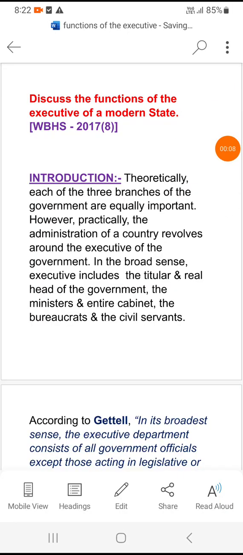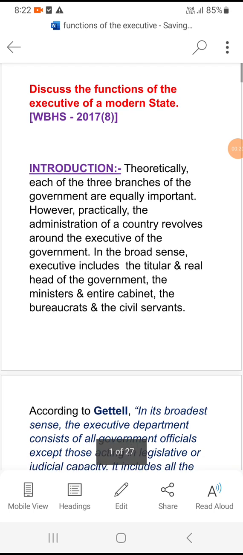Political science. Functions of the executive of a modern state. Discuss the functions of the executive of a modern state. West Bengal Higher Secondary Examination 2017. 8 marks. Answer.